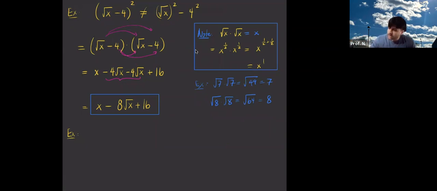Let's see what else we got here. How about if I get something like this? 4 minus 2 root 7 multiplied by 1 plus 3 root 7.